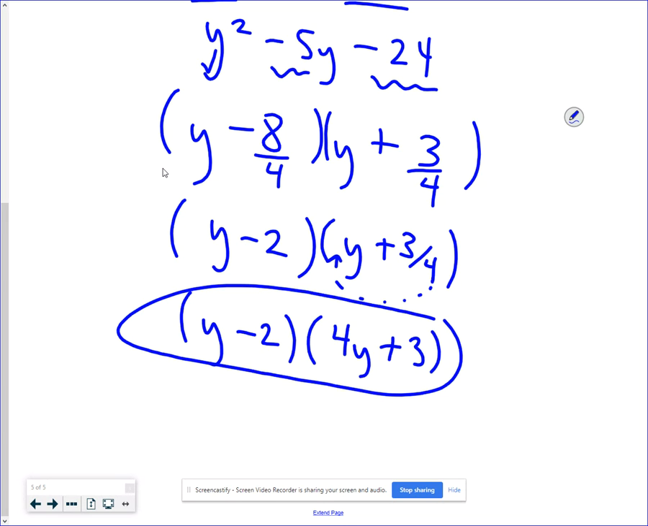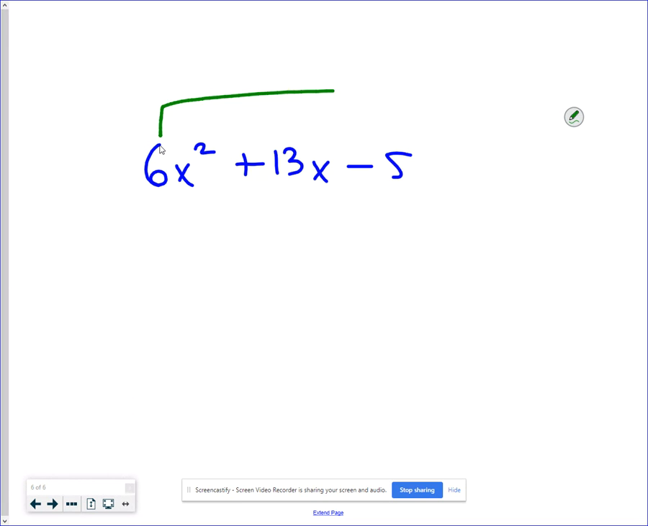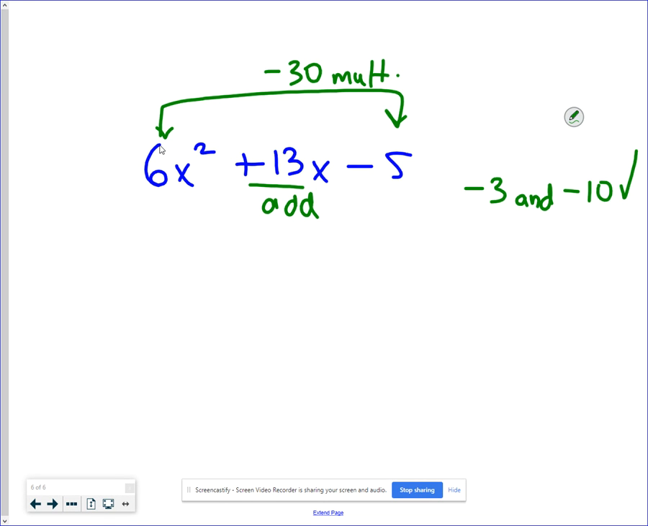All right, so let's try one more. Let's do this one. 6x squared plus 13x minus 5. So again, look for a GCF. Is there a greatest common factor? There's not. So now, let's take the first one times the last one. 6 times -5 is -30. Are there 2 numbers that multiply to be -30 and add to be 13? Yes. -3 and -10. So that means we can factor it.